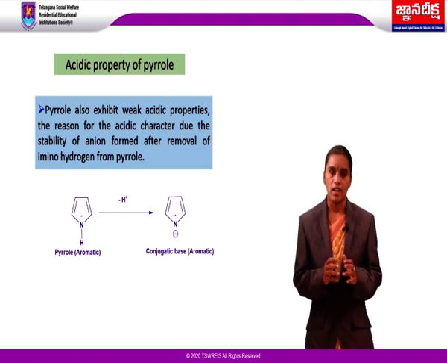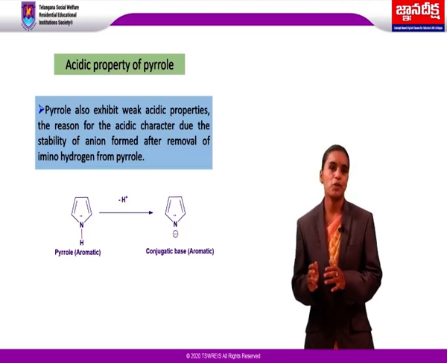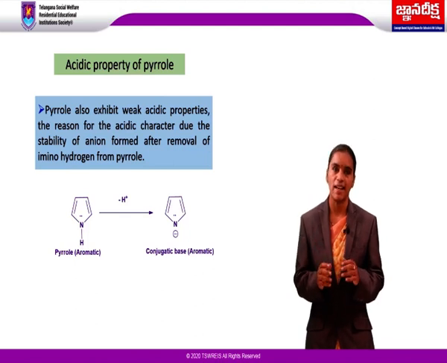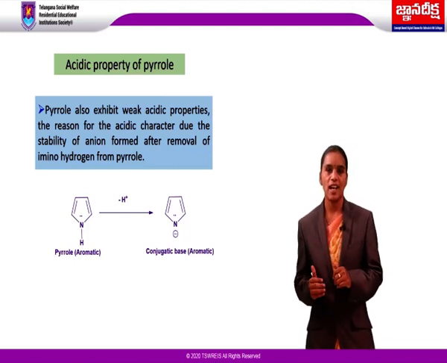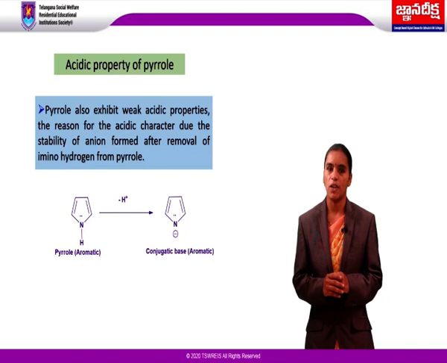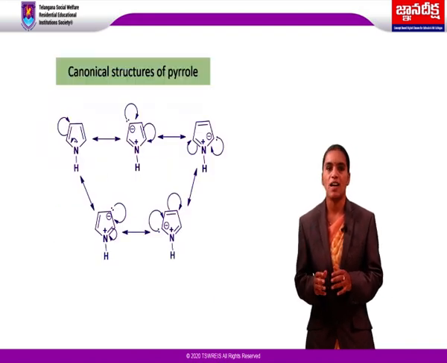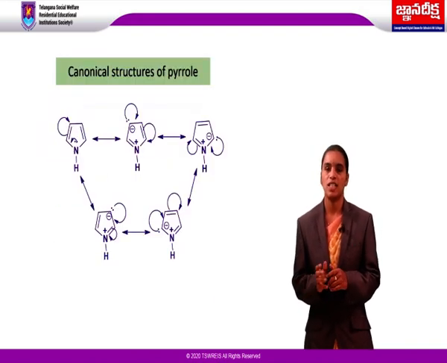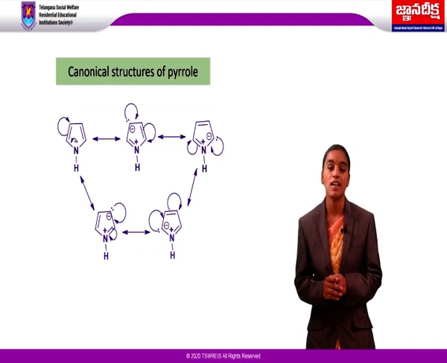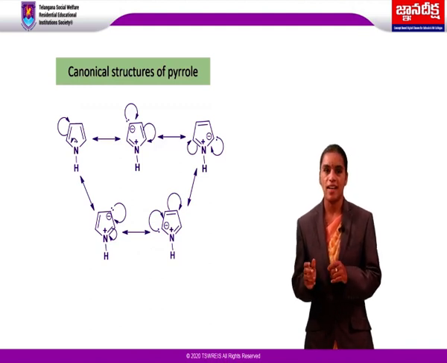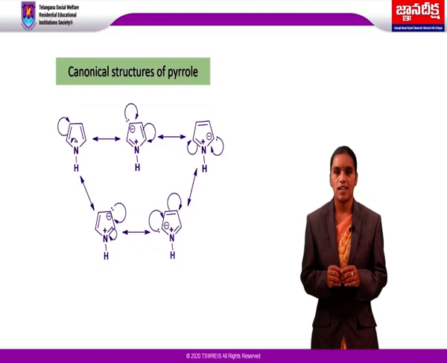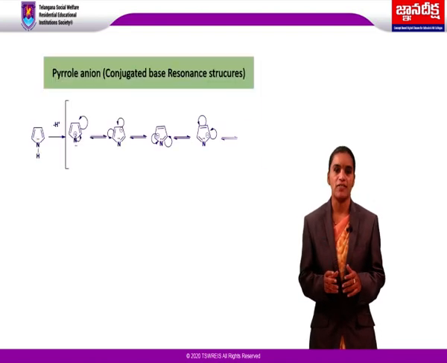Pyrrole, on reaction with a strong alkali, will be converted into an anion, which is called the pyrryl anion. See the reaction. First one is pyrrole. By losing a proton, it is converted into its conjugate base, that is an anion, called the pyrryl anion. And this pyrryl anion is more stable than pyrrole because of the resonance effect.